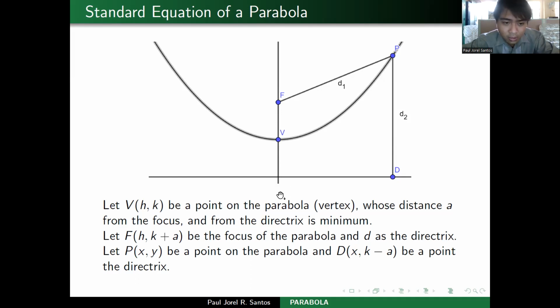Now, we also have point P on the parabola, with coordinates (x, y). We also have our line D, the directrix, and on this line we have a point D, capital letter. It has the same abscissa as P because they lie on the same vertical line. However, its ordinate is k - a because it is a units lower than the vertex.